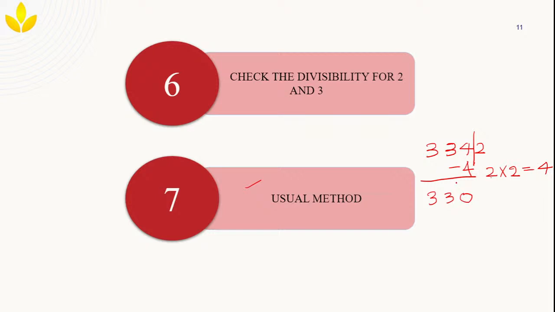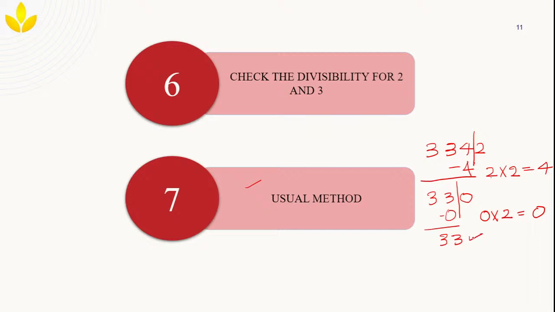Now, if you can divide this directly by 7, go for it. If not, again repeat the same procedure. Remove the last digit and then multiply it by 2. What you will get? 0 multiplied by anything is 0. And if you subtract 0 from 33, what you will get? You will get the same number. Is 33 divisible by 7?